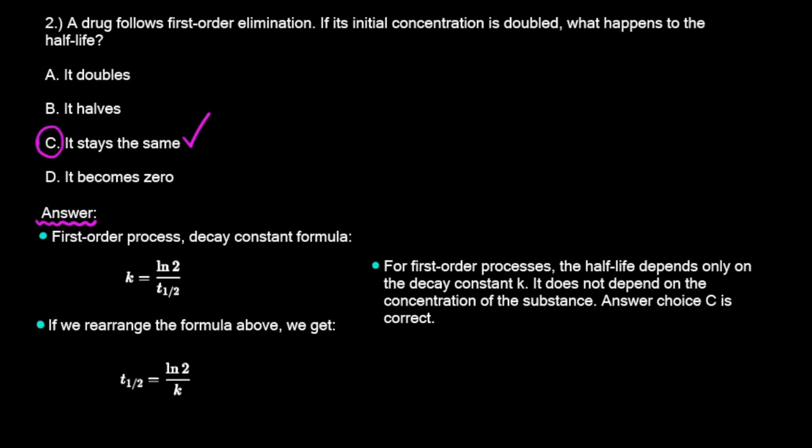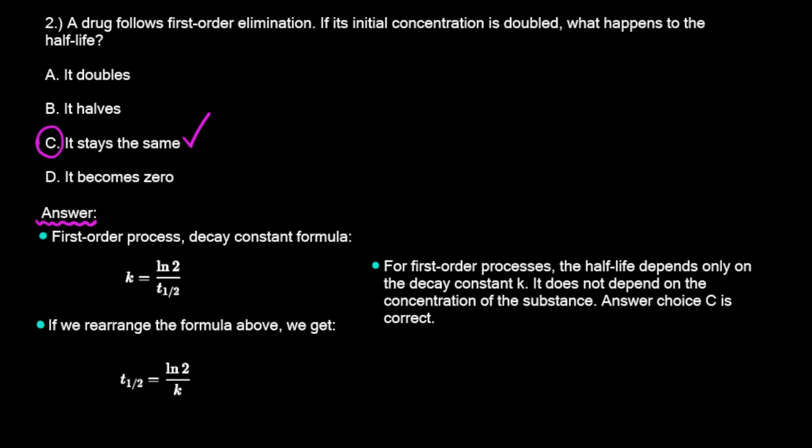So to answer this question, we need to recall a key relationship from first order kinetics. For a first order process, the decay constant k and the half-life t 1/2 are related by the following formula. k is equal to ln2 divided by t 1/2. If we rearrange this, we get t 1/2, the half-life, is equal to ln2 divided by k. This equation tells us something very important.